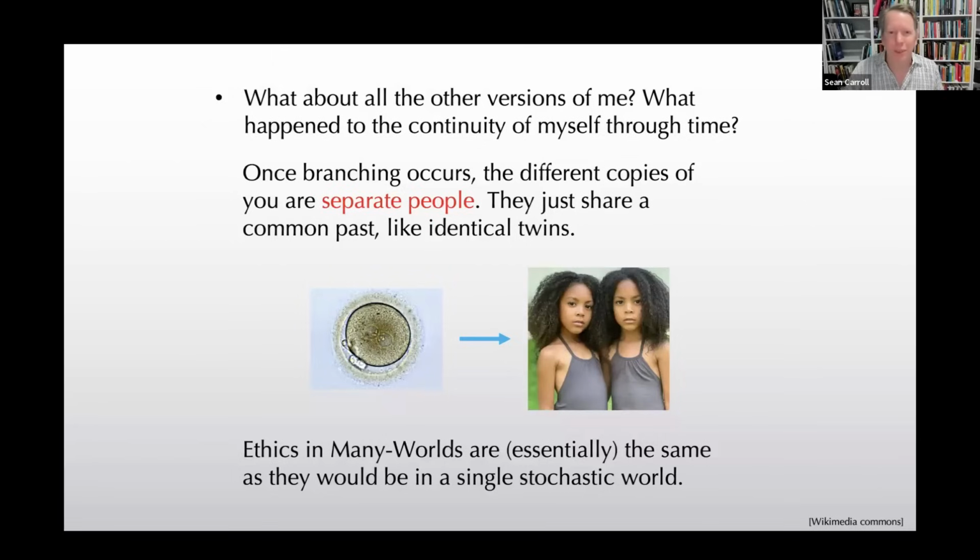You don't think, well, if one twin dies, it's no big deal. We have a spare part of the twin over here. These are two different people. They deserve rights and dignity each individually by themselves. So when it comes to things like ethics and morality and how you should behave, it's exactly the same in many worlds as it would be in a single world with probabilistic wave function collapses.